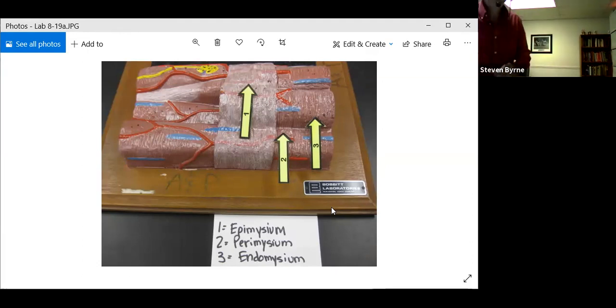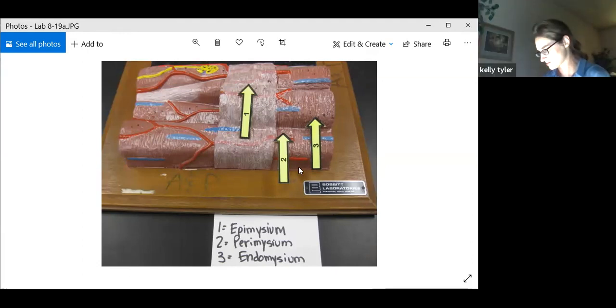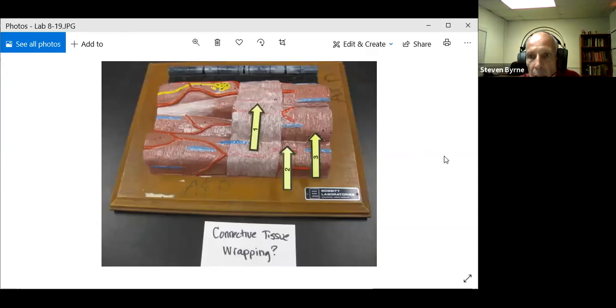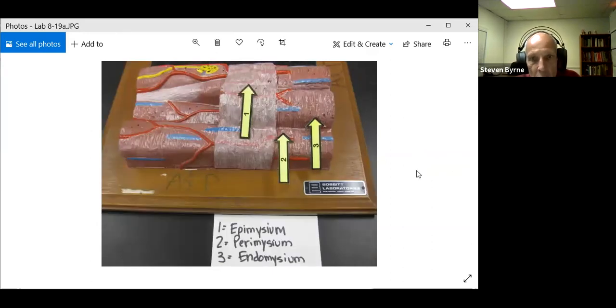Everybody with me still? Yes. Okay, cool. So when we're looking at it, the perimysium and endomysium, you're going to need a microscope in order to see those guys. Okay. All right. Let's see if we have another one. And that just shows you epi, peri, and endo.